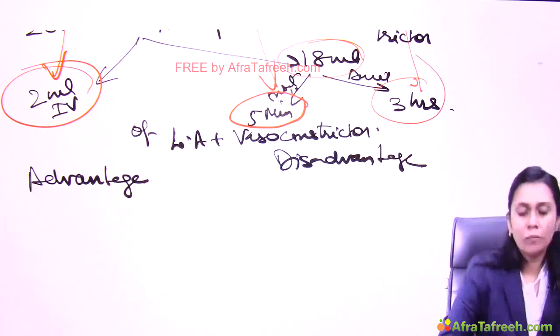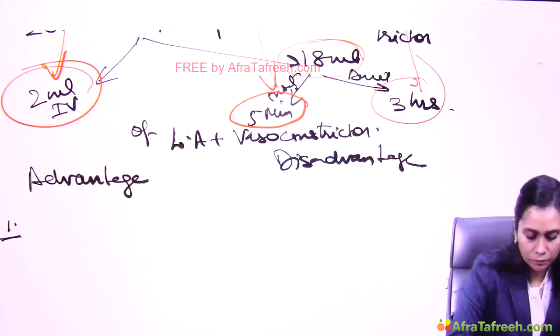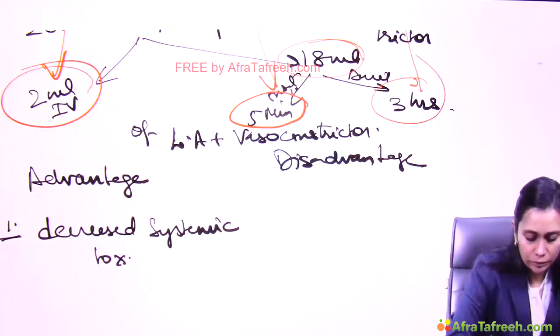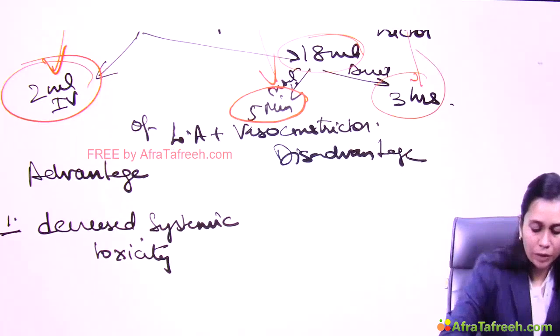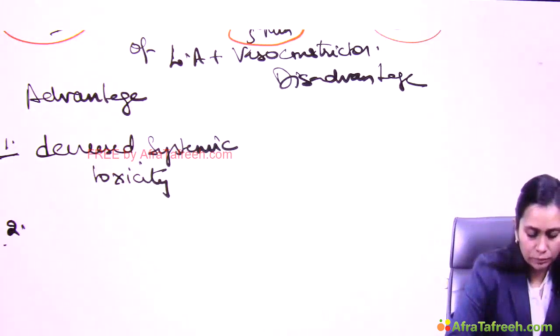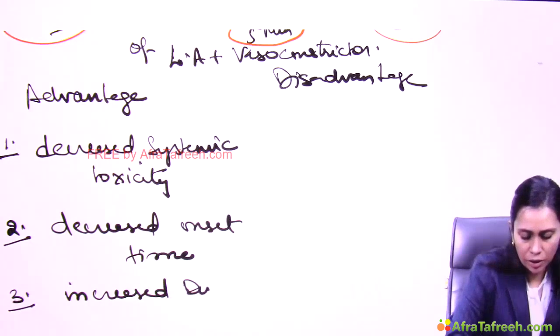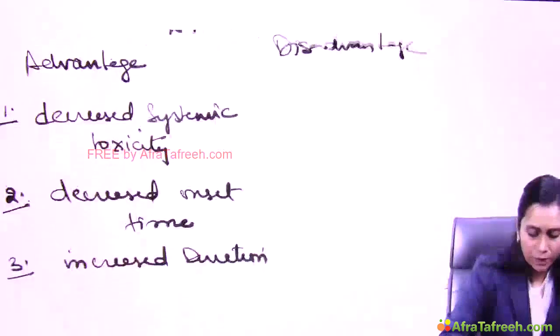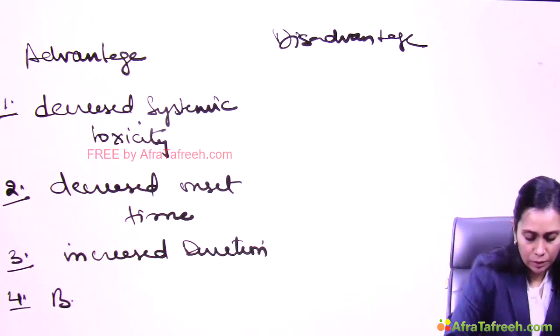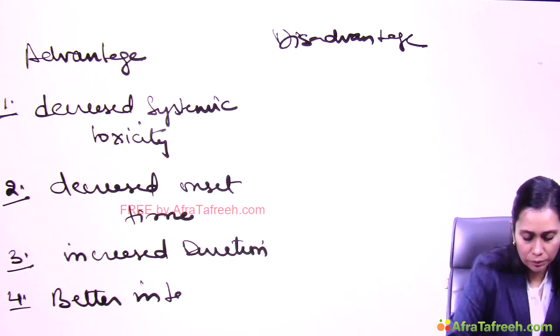Vasoconstrictor. Okay? Advantage number 1. Decreased systemic toxicity. Okay? Then decreased onset time. Then increased duration. Then better intensity of the block.